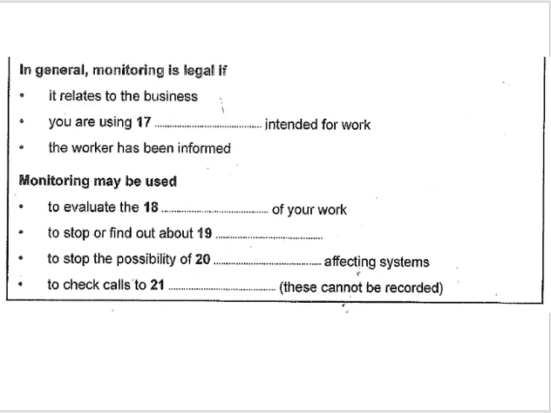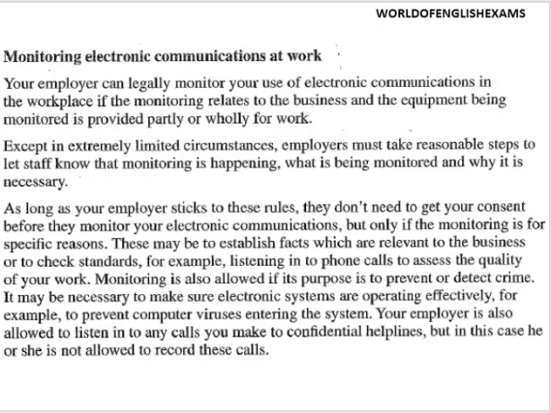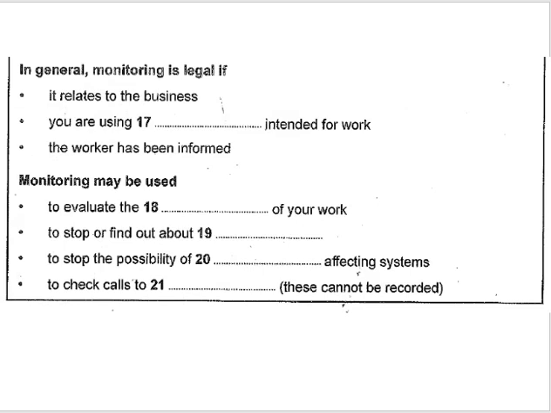Then moving on to the 19th one. To stop. So what could be the synonyms for stop? Maybe prevent. Okay. Or find out about blank. Okay. So to stop, where is it given? Let's continue. Monitoring is also allowed if the purpose is to prevent or detect crime. Crime is the answer for the next one. So here prevent is given as stop, find out is given in the form of detect. About what? Crime. See, if you can notice, not all the answers are two-word answers. Some of them are one-word answers as well.